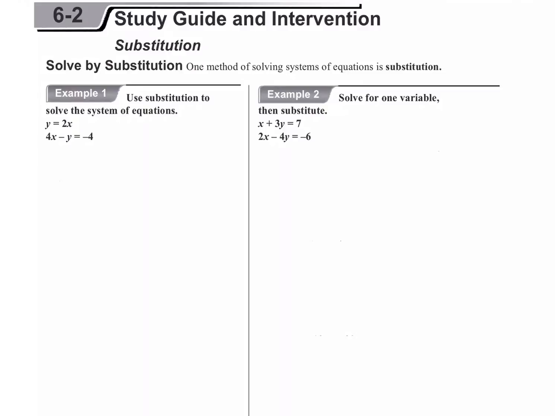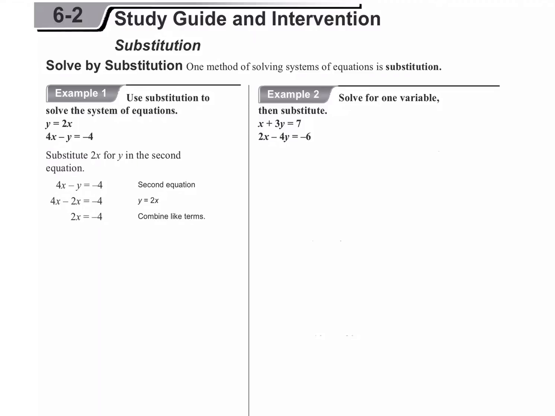In example 1, we're going to use substitution to solve the system of equations. So we have two equations, y equals 2x and 4x minus y equals negative 4. Now, in this case, one of the equations is already solved for a single variable, y equals 2x. So we can substitute 2x for y in the second equation. So here's our second equation, and we're going to replace y with 2x.